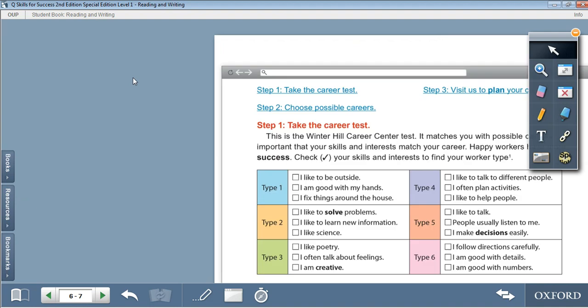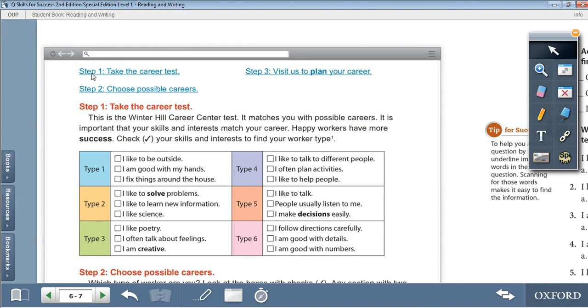As you can see, we have 3 steps here. Step 1, take the career test, this one. Step 2, choose possible careers. And step 3, visit us to plan your career. Step 1, take the career test. This is the Winter Hill Career Center test. It matches you with possible careers.